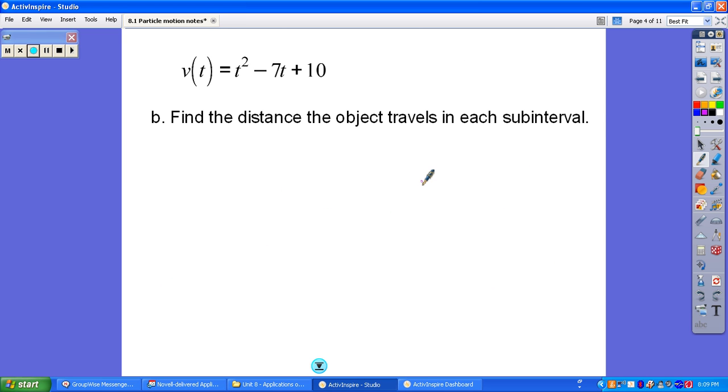Part B says find the distance the object travels in each subinterval. So to do that, we can say the integral, the first one is going to be from 1 to 2, of t squared minus 7t plus 10 dt. And we don't have to put the absolute value here because we know the area is always going to be positive. So you can put it there, it won't make a difference, but we don't need it. And then I'm going to use my calculator to integrate this. If you want to practice integrating by hand, you can, but you should get 11 over 6 when we integrate this using the calculator. And if you did it by hand, you should get the same answer.